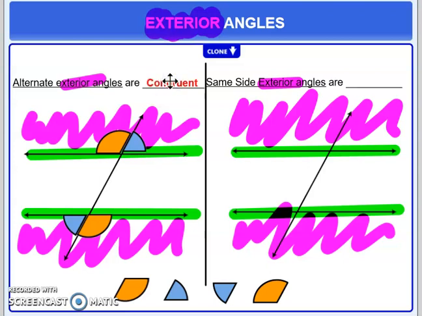And if we have the same side exterior angles, well, let's start out. Let's pick this orange angle. Well, I need the same side of my transversal. This orange is on the left-hand side of my transversal. So I need to choose another angle that's on the left-hand side of my transversal, but also outside my parallel lines. And there you go. We notice that these are going to be supplementary.